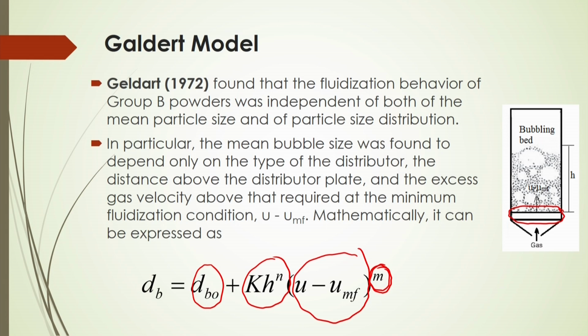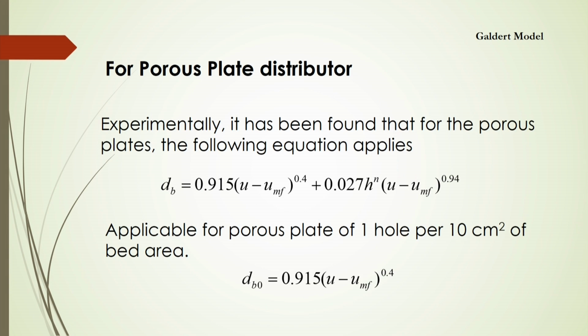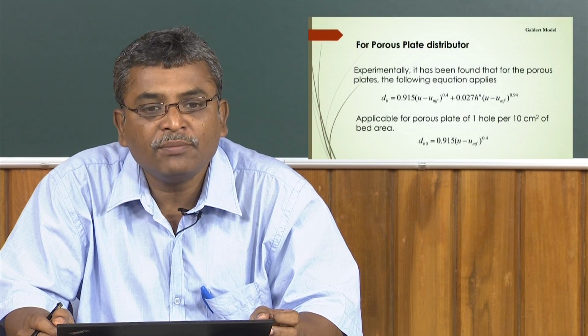Of course, it is very difficult to calculate this initial bubble diameter dB0 from the distributor, but you can obtain it if you feed the dB data in terms of u minus u_mf and h, then you will get it from the profile as an intercept, and also the coefficients. From those factors, you will be able to find out the initial bubble diameter. And this initial bubble diameter will vary according to the flow velocity, and it also depends on the type of distributor.